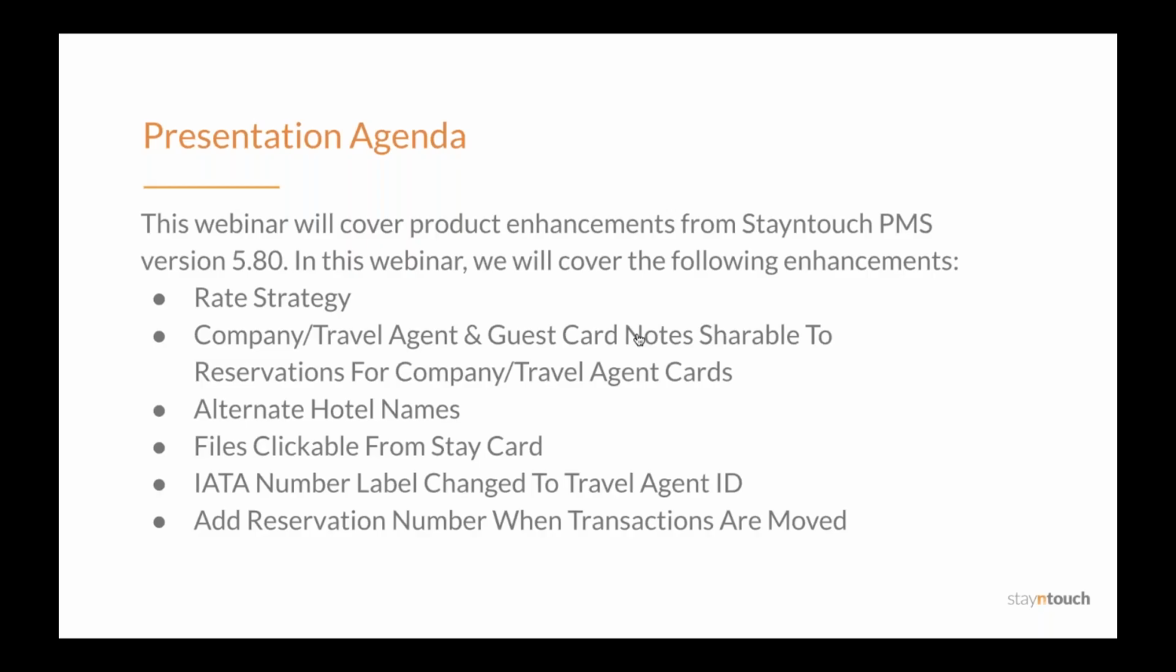Today's presentation will cover how you can get the most out of the Stayntouch PMS version 5.80 product release. In this webinar, we will cover the following enhancements: rate strategy, company and travel agent and guest card notes shareable to reservations for company and travel agent cards, alternate hotel names, files clickable from the stay card, IATA number label changed to travel agent ID, and add a reservation number when transactions are moved. We will have a short Q&A session at the end of the presentation.